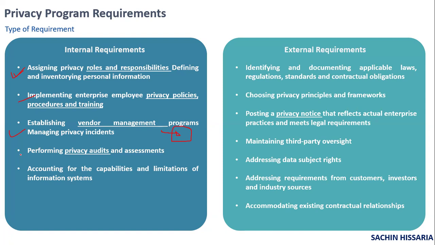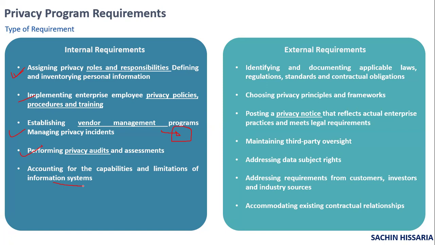On a regular basis, the company needs to perform privacy audits and assessments as well, accounting for the capabilities and limitations of the information system. So basically, the company will account for the limitations which are there in our information system. When they do a privacy risk assessment, at that time they will consider this factor as well. So these are the internal requirements which the company needs to document.